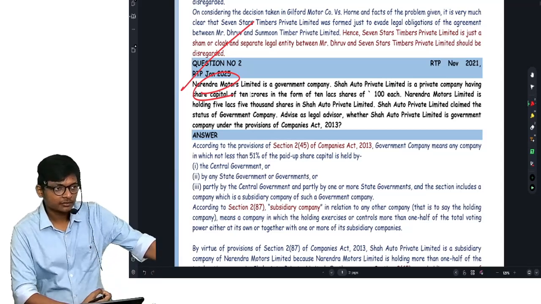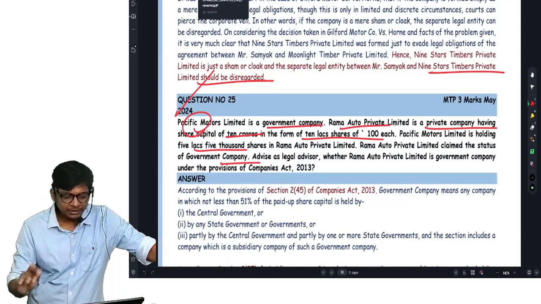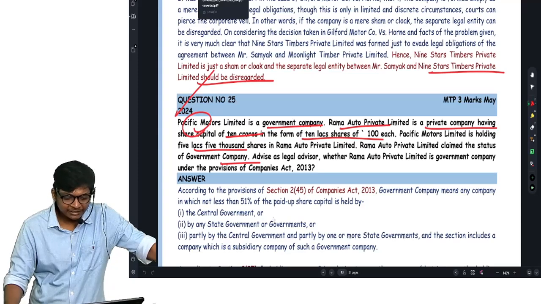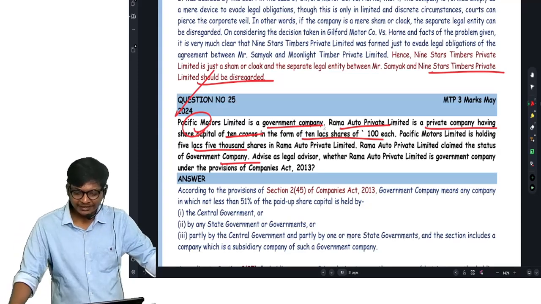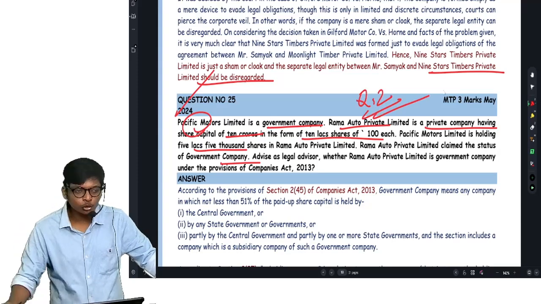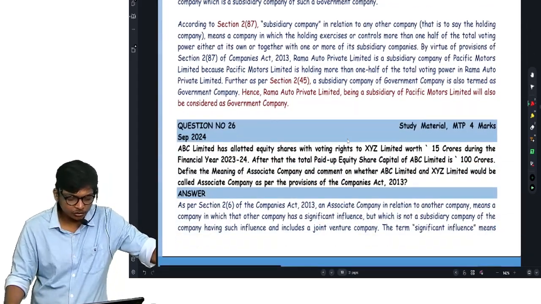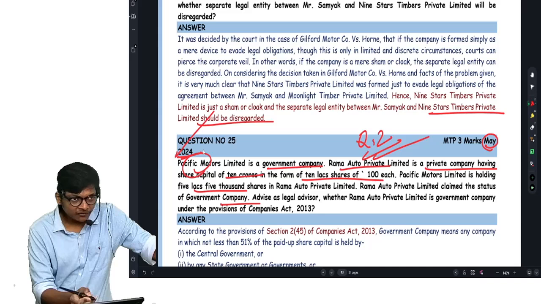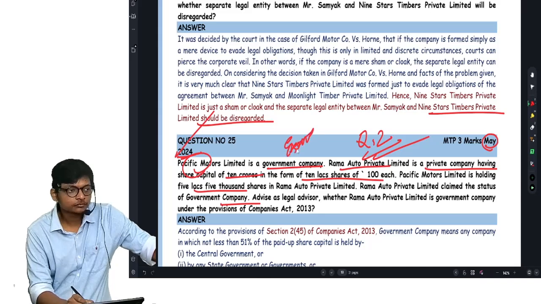Narendra Motors. I'm just trying to save time because your exam is not 6 months away. It is hardly 2 weeks. So we're just saving time. Are you following, guys? Same as question number 2 in this PDF. Different attempt, different source. May 2024, it came in the main exam.